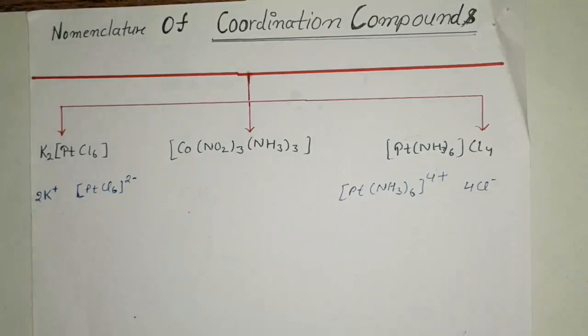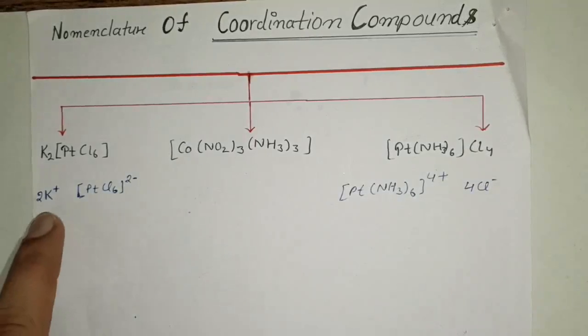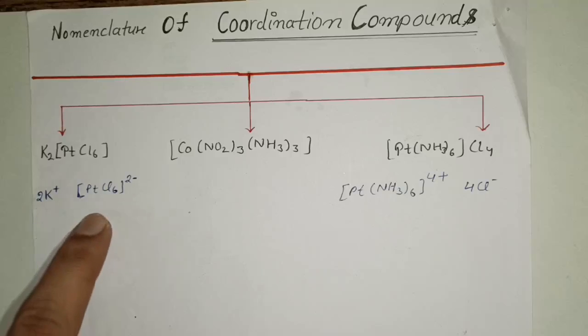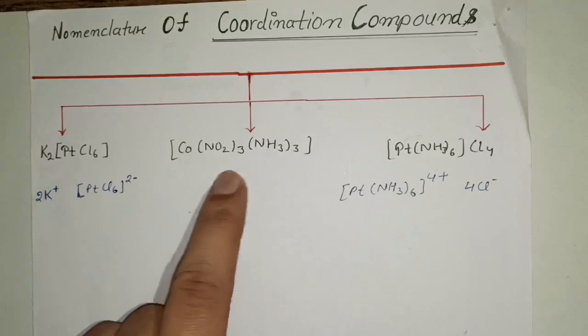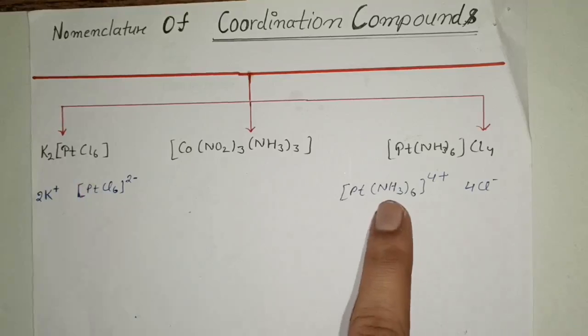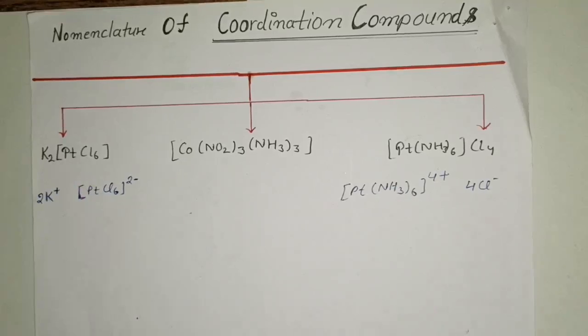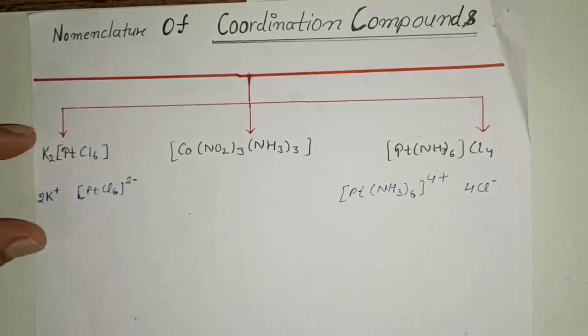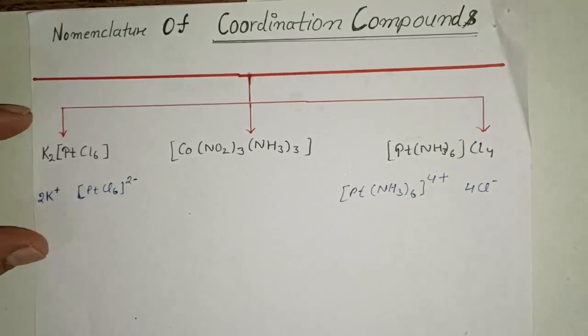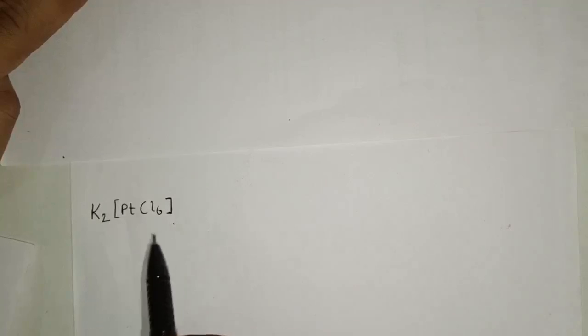So the three examples are different. In this example, the coordination sphere is negatively charged. In this example, the coordination sphere is neutral. And in this example, the coordination sphere has positive charge. So we have different rules for these three examples. Let's start with the first example in which the coordination sphere is negatively charged. Potassium with the positive charge, this sphere will have negative charge.